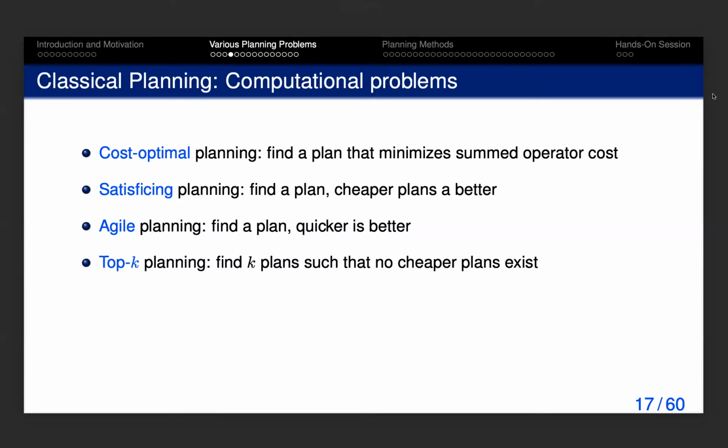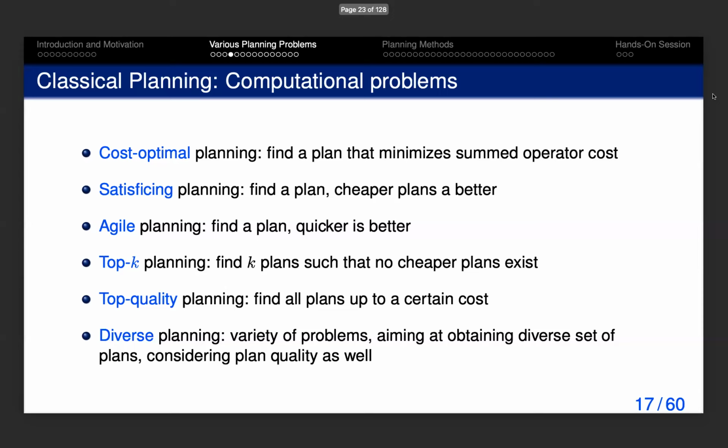Top K, as I mentioned, you find K plans, such that no cheaper plans exist outside your set of K plans. And top quality planning, so you find all plans up to a certain cost. So you don't have a K, but you have a bound on the cost of the plans. And diverse planning, which is a variety of different problems that aim both at the dimension of diversity as well as quality.